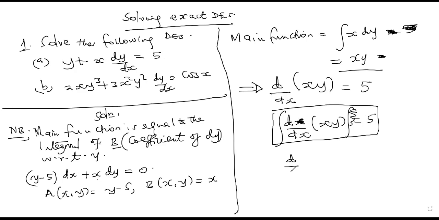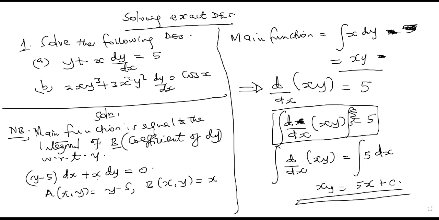So we have d/dx of xy is equal to 5. We integrate both sides, with respect to x. When you integrate the derivative, you get that very function, so we get xy. When you integrate 5 with respect to x, you get 5x plus a constant of integration. So xy is equal to 5x plus a constant, and this will be our final answer.